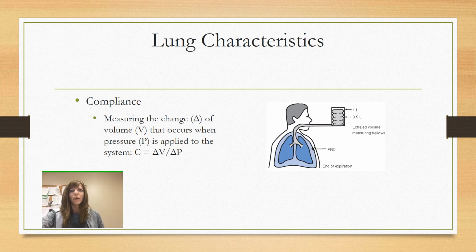So if you feel like you're getting frustrated because you don't understand compliance and resistance after reading these few pages in the book and after listening to this, that's okay. We're going to go over it and over it until everybody gets it. In short, compliance is how easily the lungs move. The equation is change in volume over change in pressure. What that means is how much volume do you have to give a patient to get enough pressure to open the alveoli. That's all we're looking at. But again, we'll do some of these exercises in class.